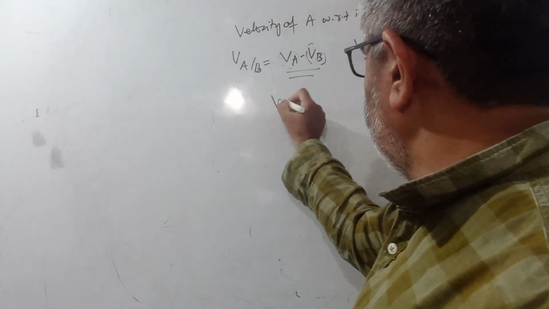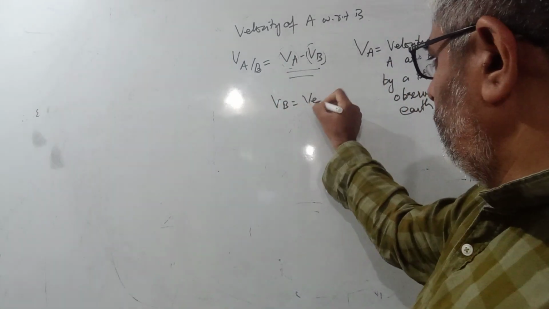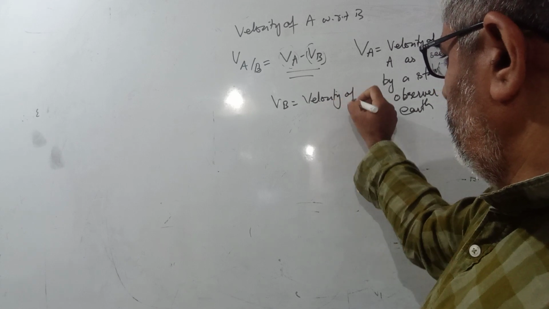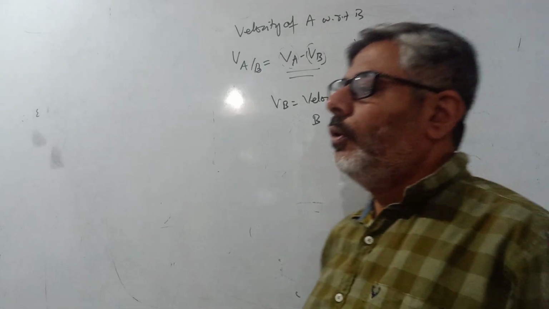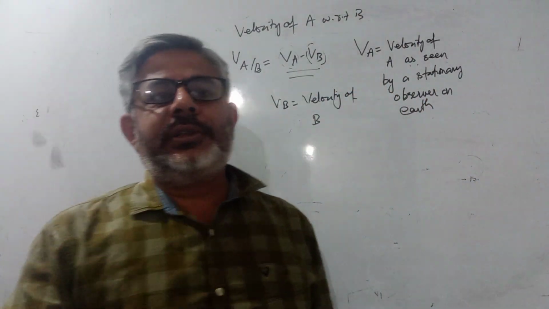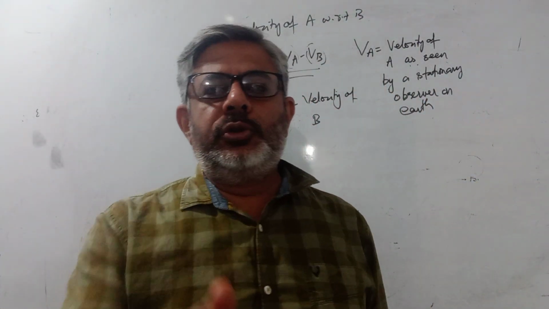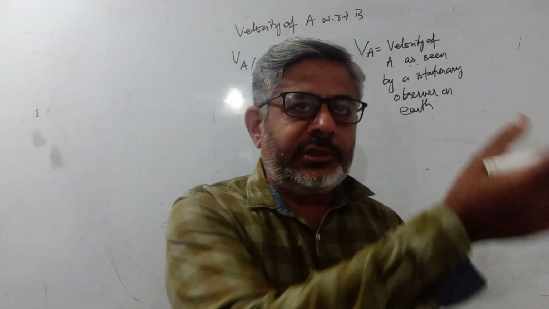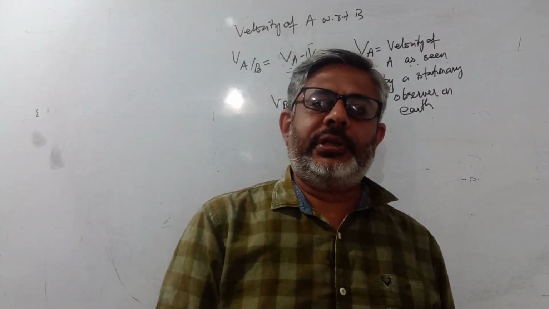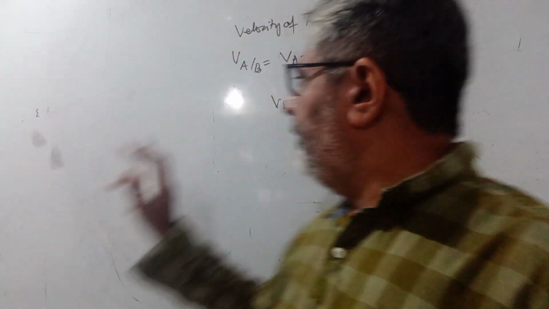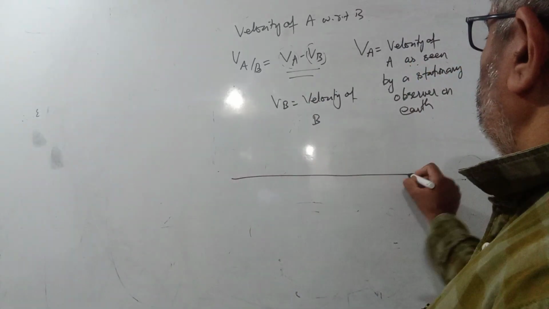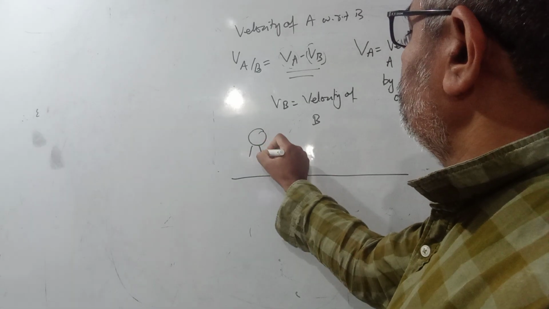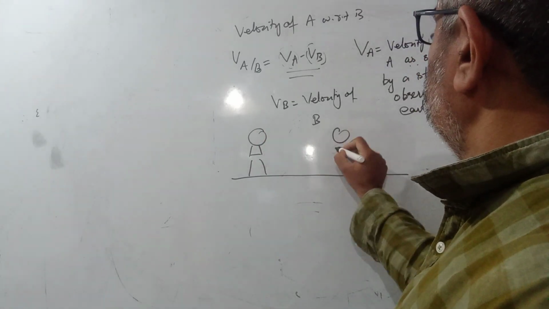Similarly, velocity of B is velocity of B as seen by a stationary observer on Earth. So if you are standing, let us say you live in Tiruchirappalli and you are standing on a road and a bus is moving at 60 kilometers per hour, that is simply what we call the velocity of an object, right? And that is the meaning of VA and VB. Now the question is, two objects are moving. So now this is one boy, let us say, and this is the second boy.